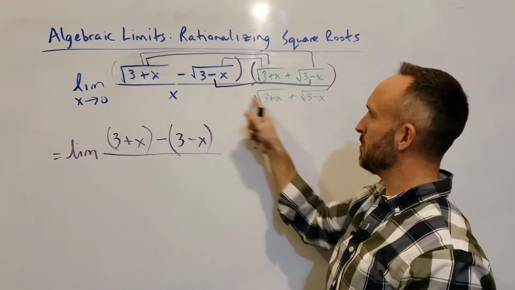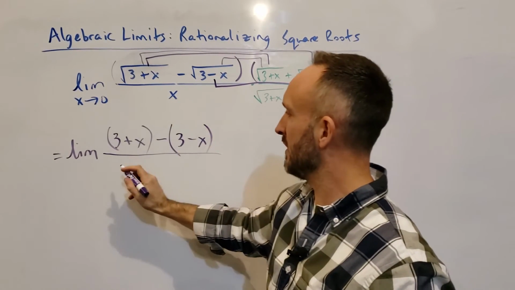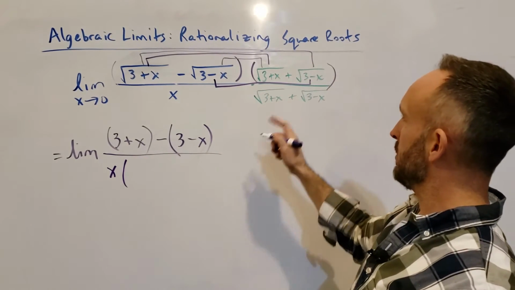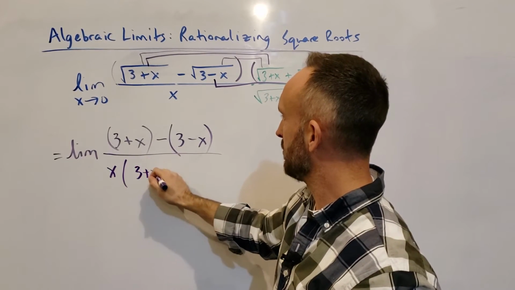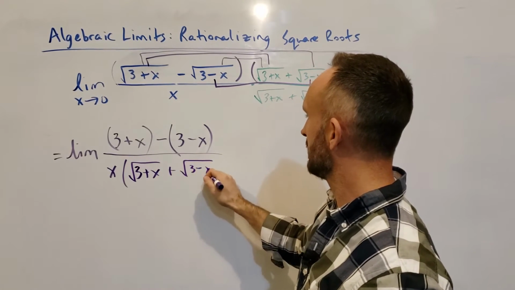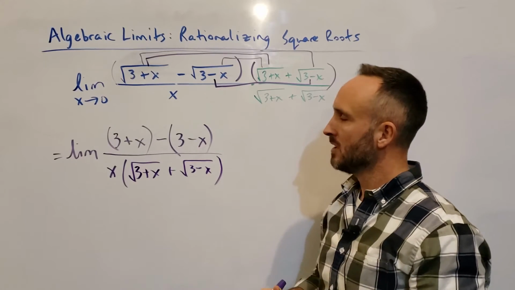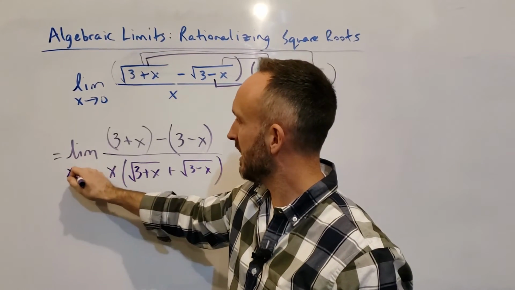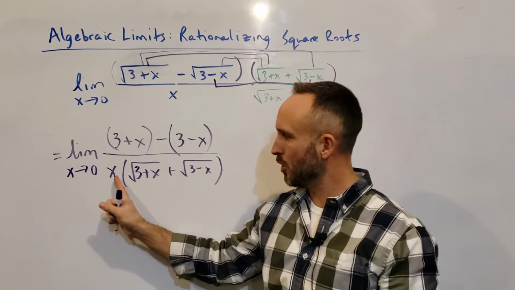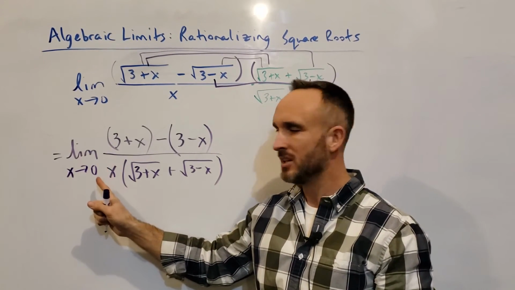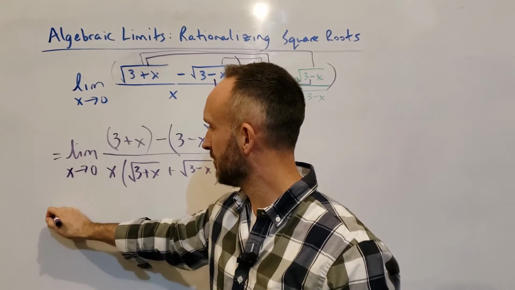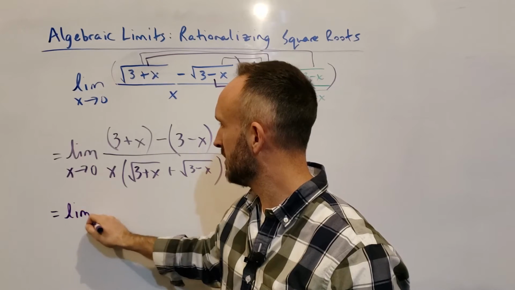So rather than distributing this out, I'm just going to leave it as x times the binomial of square roots. So the square root of 3 plus x plus the square root of 3 minus x. We don't want to distribute there. Remember, we're taking the limit as x goes to 0. So what we're hoping will happen algebraically is we're hoping this x denominator will cancel, because then we won't be dividing by 0. And so what we see happens here is this is the limit.